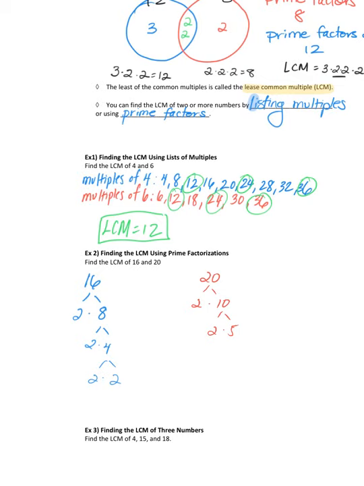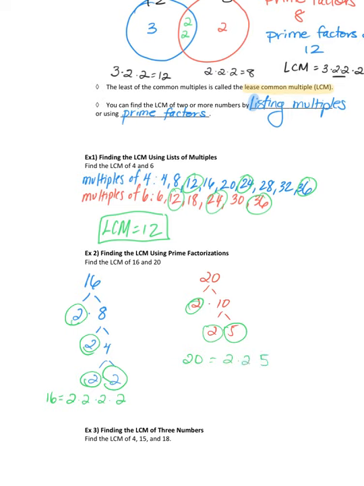So circle each different factor where it appears after we're done writing this. Starting out, 16 equals 2 times 2 times 2 times 2. And then 20 equals 2 times 2 times 5.